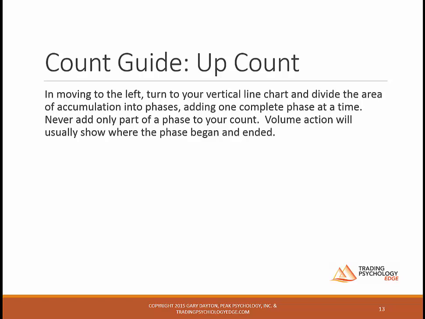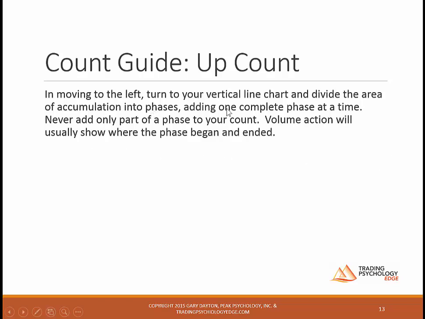Okay, go back to the count guide. When we move to the left making our count, go back to our vertical line chart. If that count area is large, and it should be, you want to take worthwhile counts. And divide the area of accumulation into phases, adding one complete phase at a time. Never add only part of a phase to your count. Volume usually shows where the phase begins and ends.